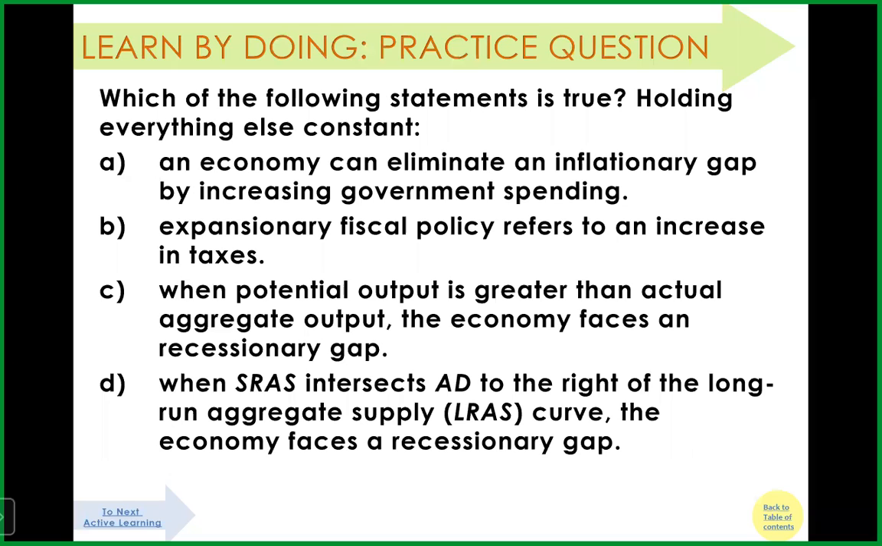C, when potential output is greater than actual output, the economy is in a recession, because you produce less than you can potentially produce. D, when short run aggregate supply intersects AD to the right of long run, then the economy is in a recession. Actually no, you are producing more than you potentially can produce, so you are in the inflationary gap. So the answer is C.